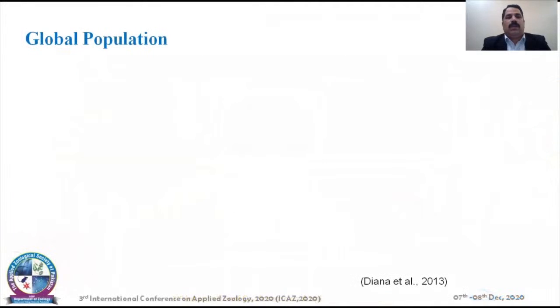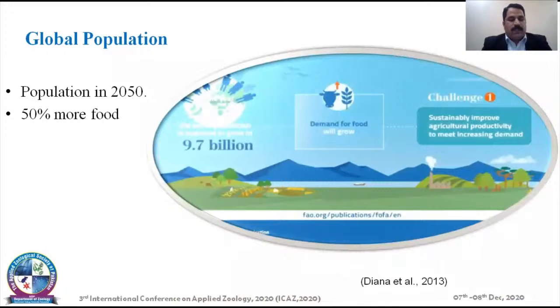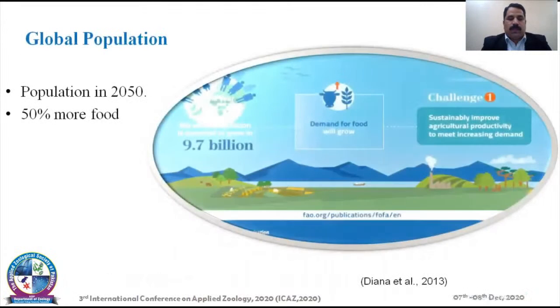First of all, as we know that the global population is estimated to increase up to 9.7 billion in 2050, and about 50% more food will be required to meet the demand of this fast growing population. As the human population is going to increase continuously, one of the most crucial challenges faced all over the world is to find the means to feed the people.